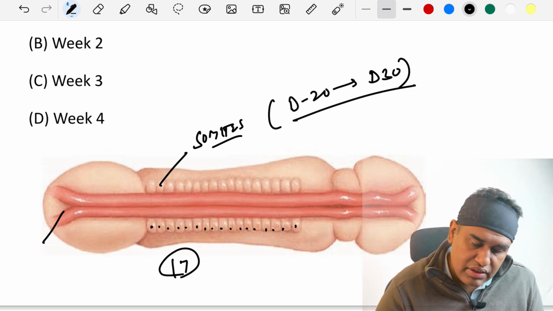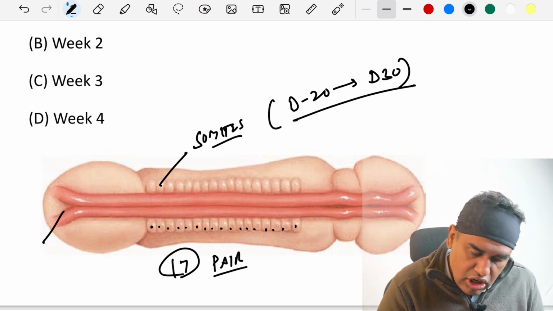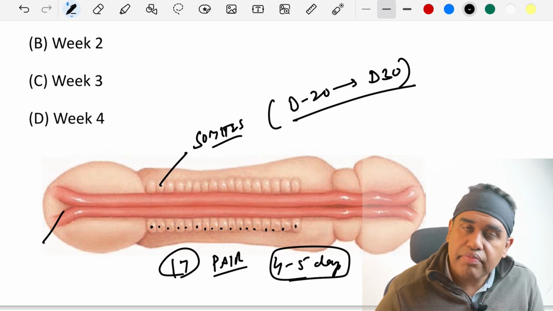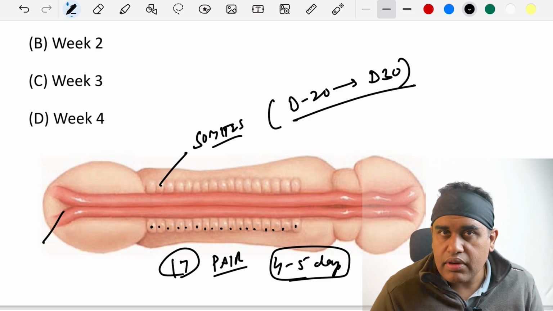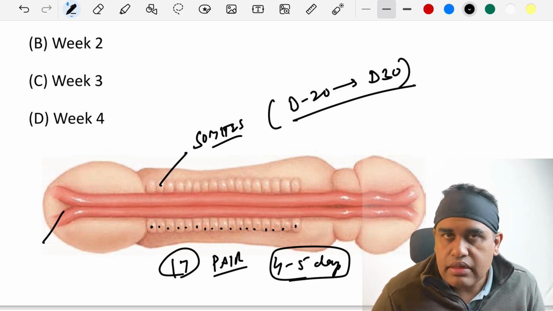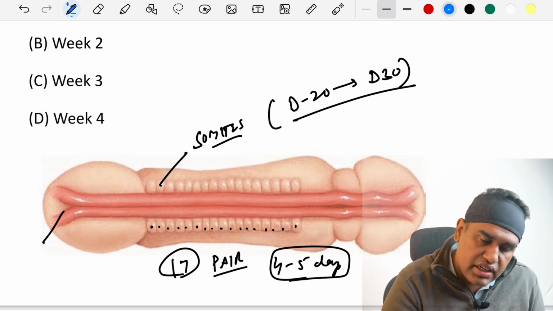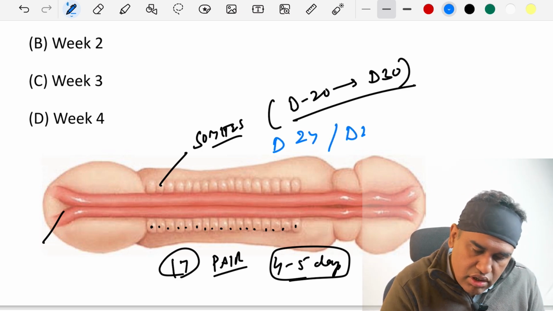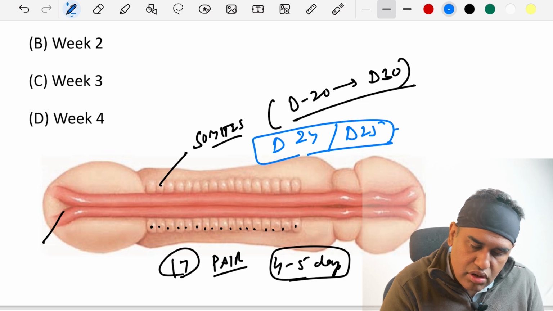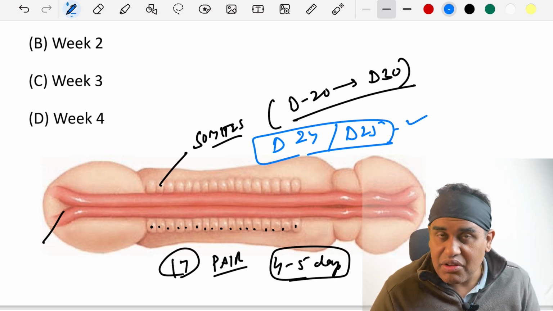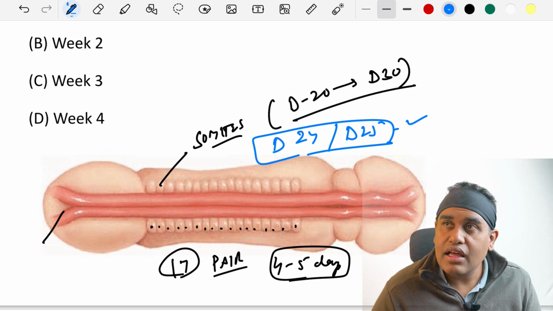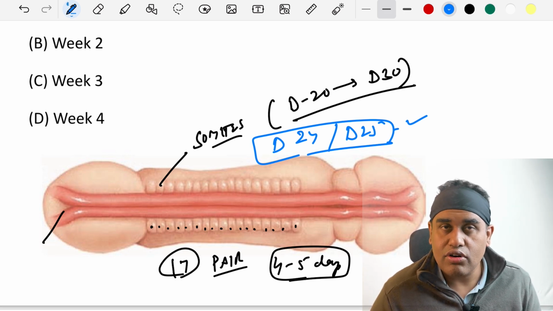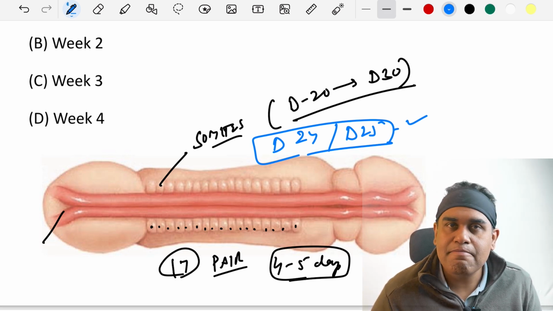So you have 17 pairs of somites. How many days? Approximately 4 to 5 days have gone by. Think, daily 3 to 4 pairs of somites, so at least 4 to 5 days minimum. If it starts from day 20, you have 20 plus 4 or 5, so it is around day 24 or day 25 of the embryonic period. Now we have deciphered the approximate days, if not weeks.